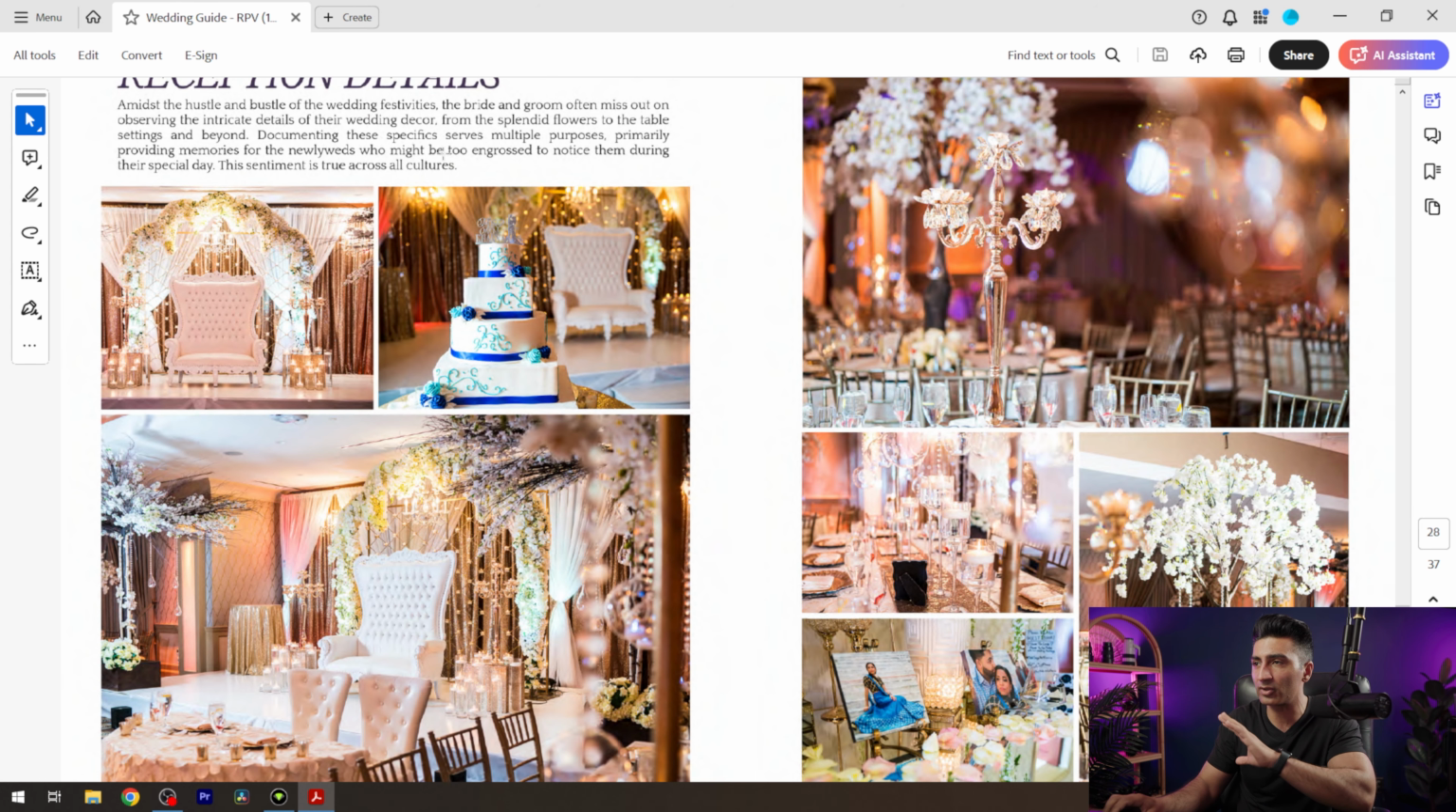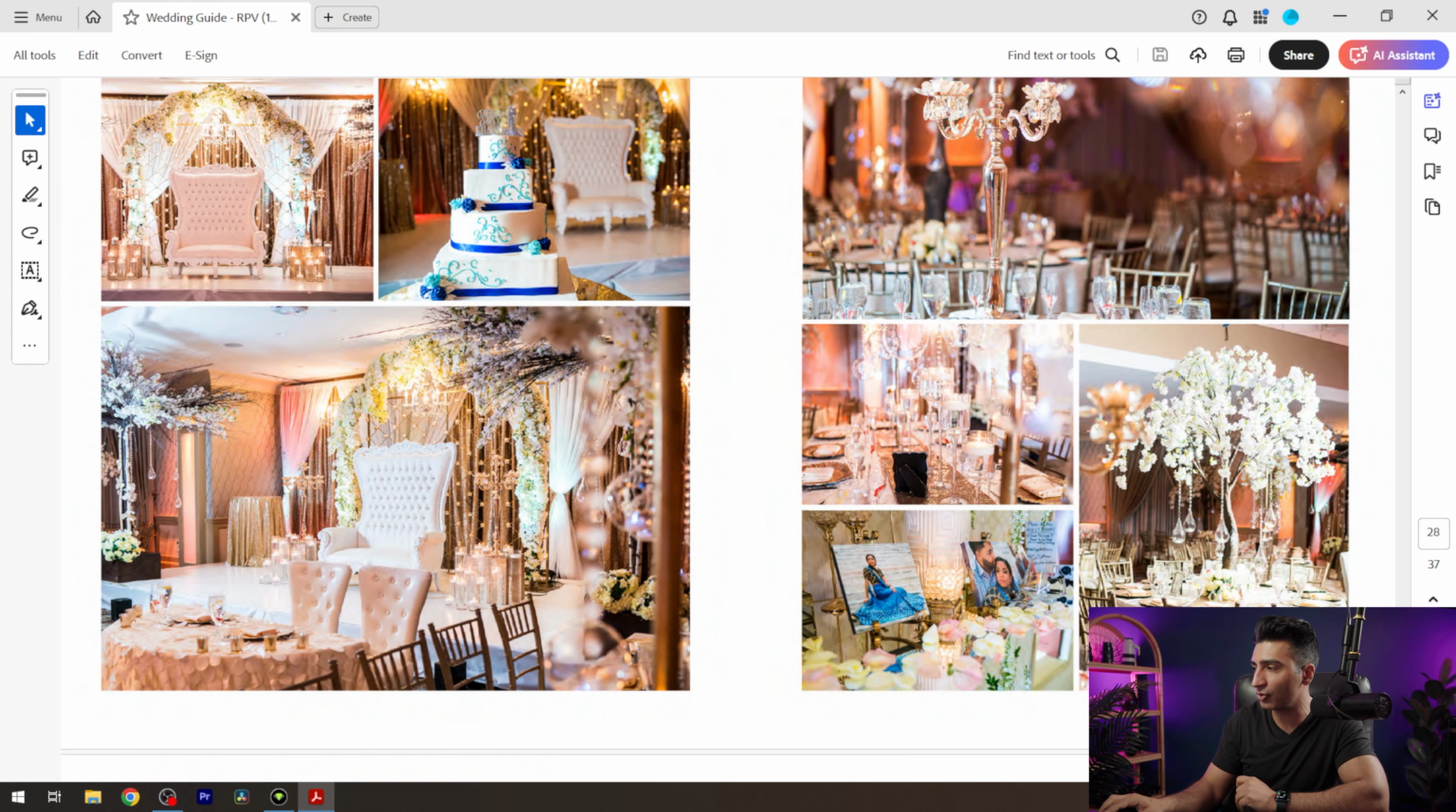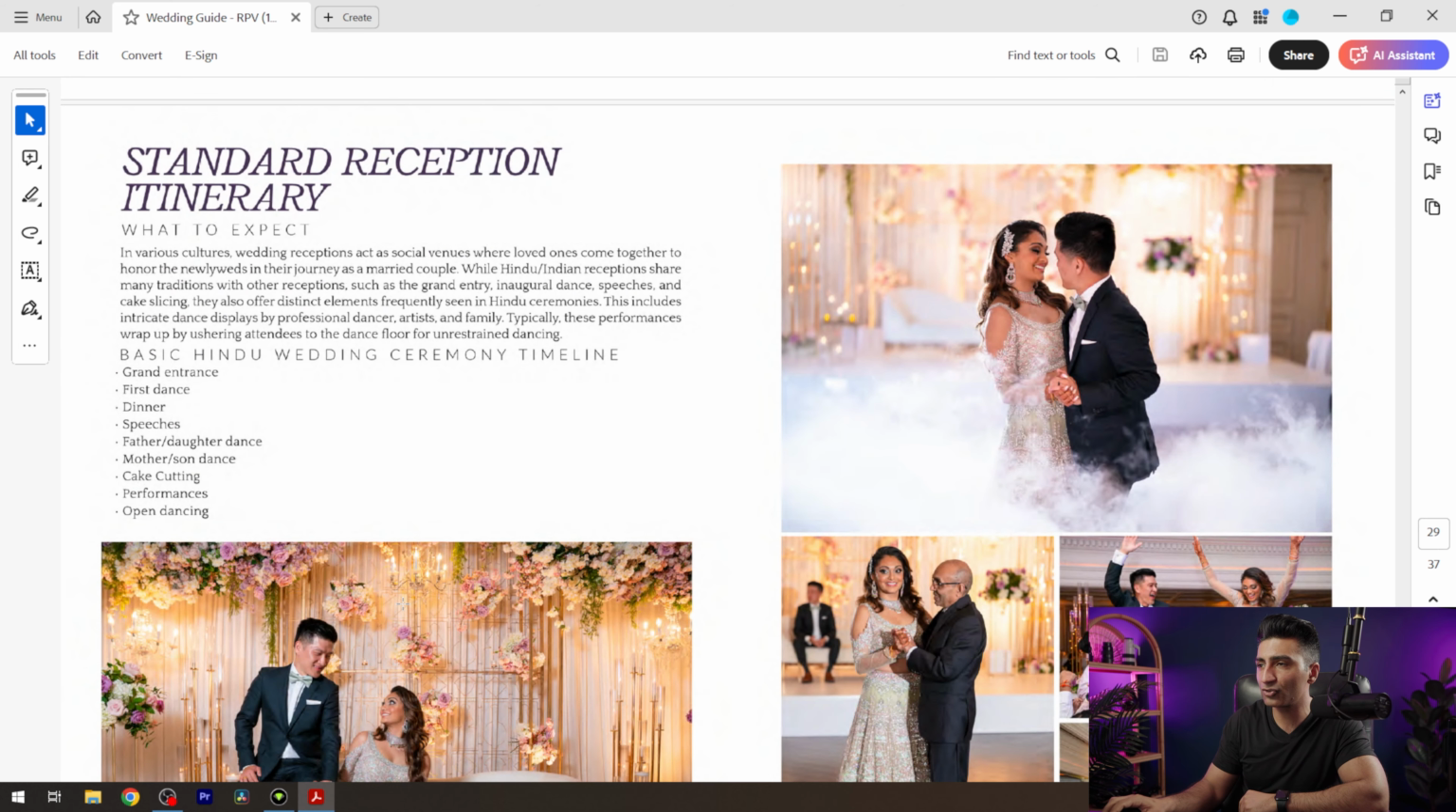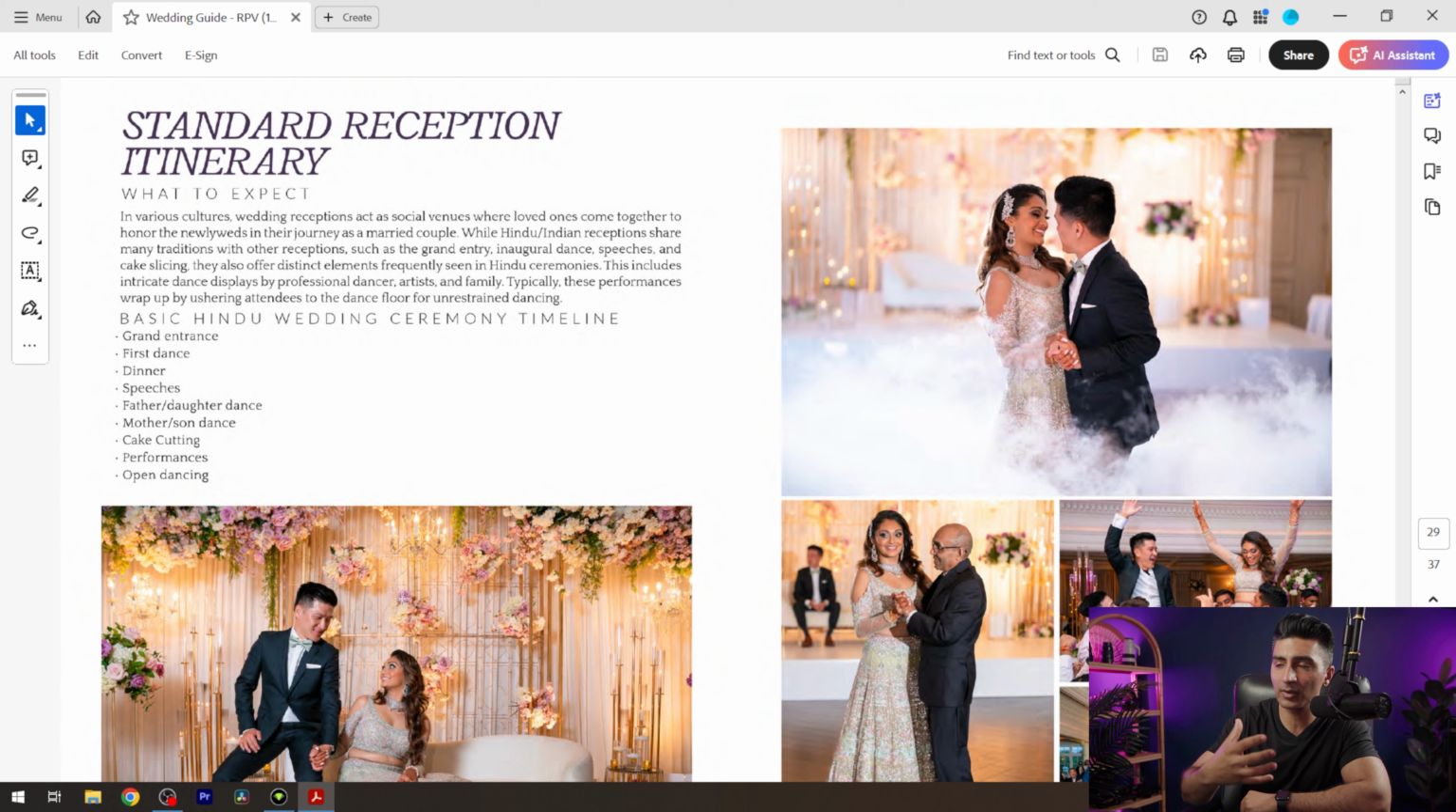So this is really where the decorations should be fully documented by your photographer. Ensure that you have these for keepsake. Okay, your standard reception itinerary. So what we typically do is this is how we normally structure our reception itinerary.